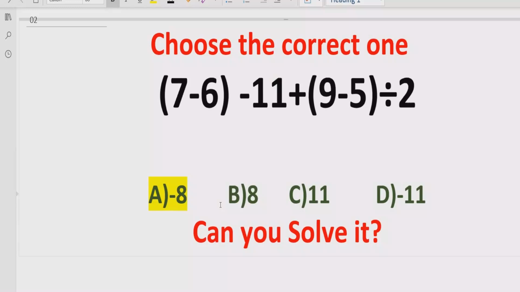And I hope you understand how you can solve the given expression using PEMDAS and BODMAS method and find out the correct answer. So that's it for today.